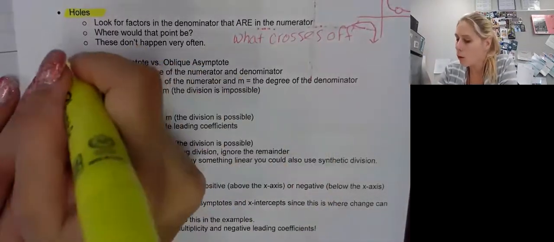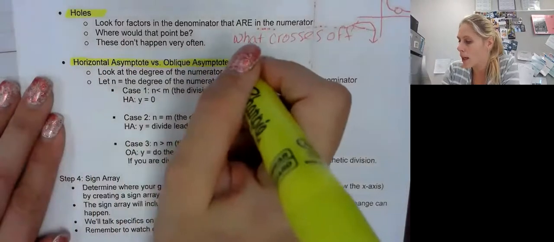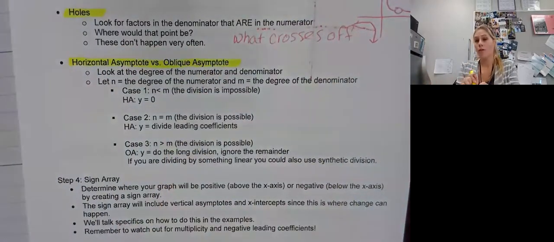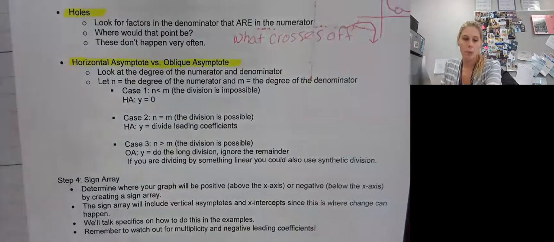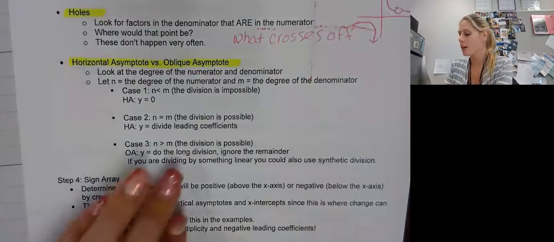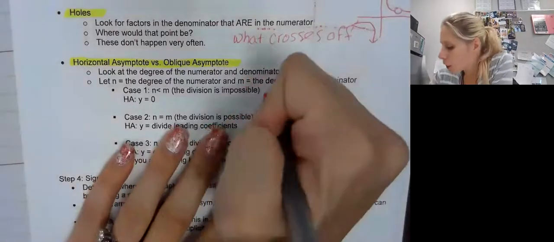Now, a horizontal asymptote and the oblique asymptotes actually come from your leading term's exponent, okay? It's about the exponent. So we have three different cases. We have this case 1 where the numerator is less than the denominator. So what does that mean? I'm going to show you an example.